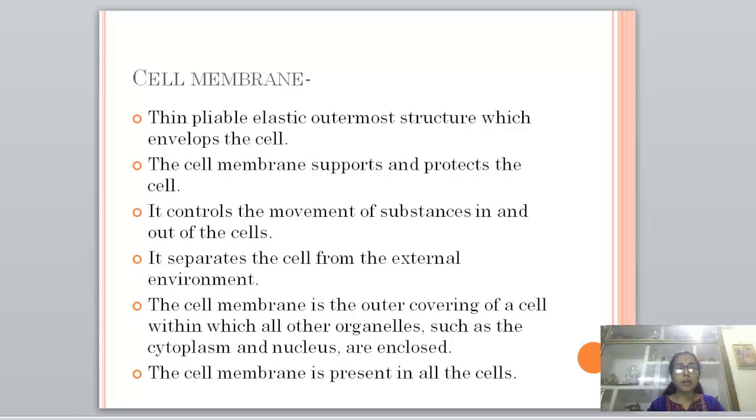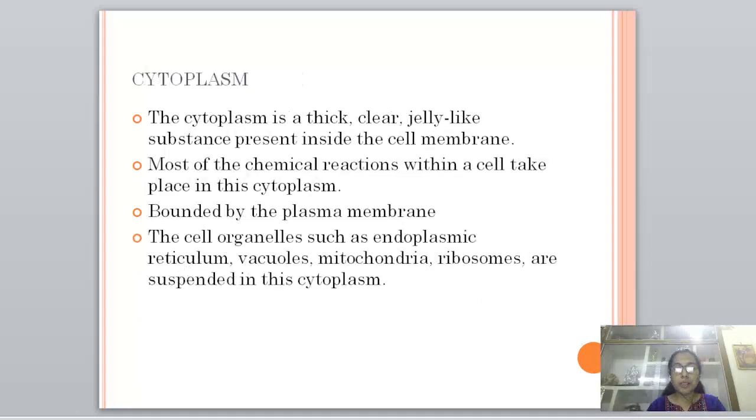Next we have to discuss cytoplasm. Cytoplasm is present inside the cell membrane. It is a thick, clear, jelly-like substance, and most of the chemical reactions within the cell take place in the cytoplasm. It is a fluid where all the chemical reactions happen. It is bounded by a plasma membrane, and all the cell organelles like endoplasmic reticulum, vacuoles, and all the other cell organelles are suspended in the cytoplasm.